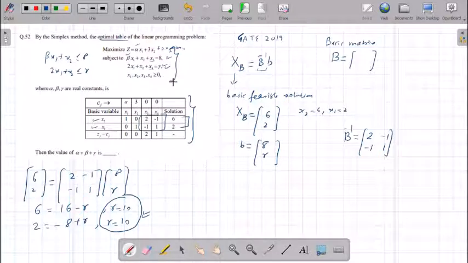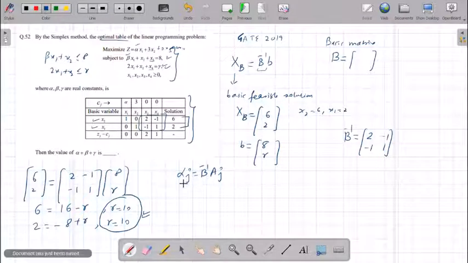So the next task is we need to find the value of beta. For beta also you can use a similar technique. You can use the concept of B inverse. So how is that done? We have a relation: alpha j is B inverse times Aj. Alpha j is denoting the column vector of the jth variable in the current table, and Aj is the column vector of the jth variable in the original LPP, the capital A, which is the coefficient matrix. So there is this relation.